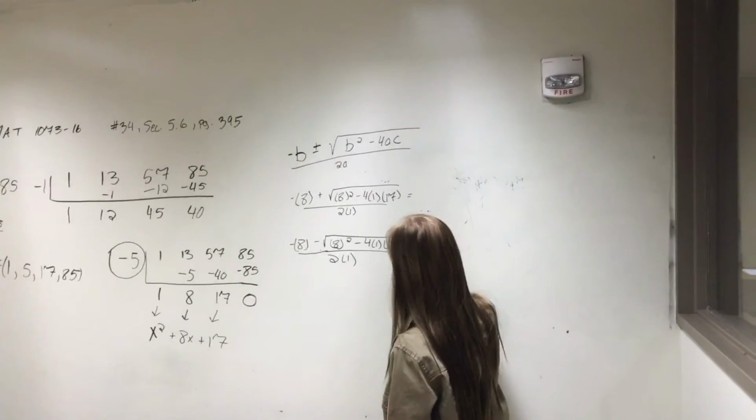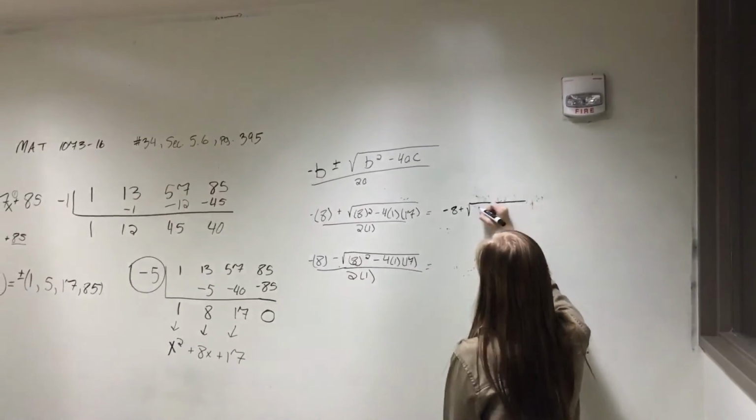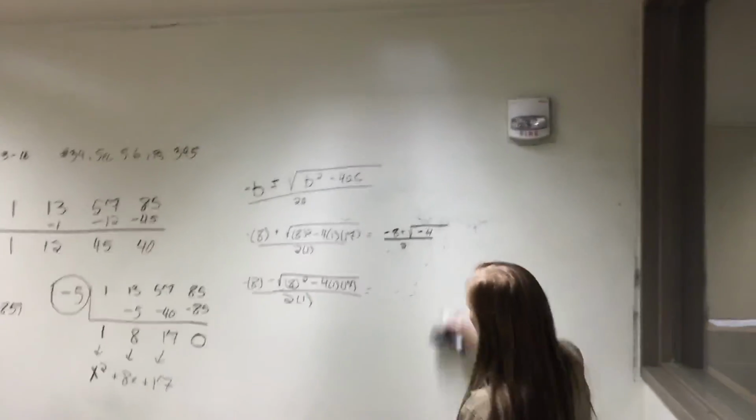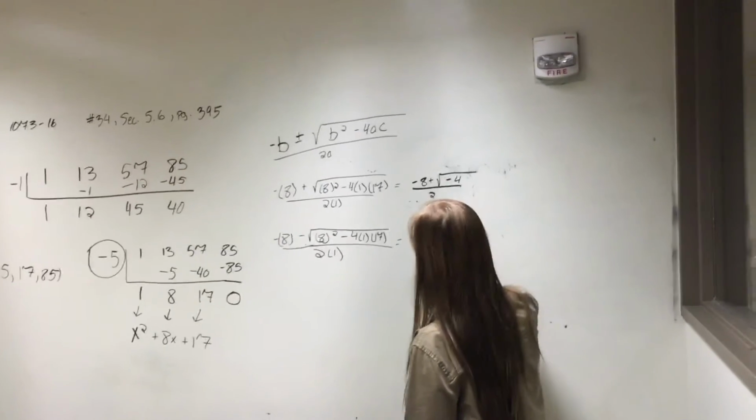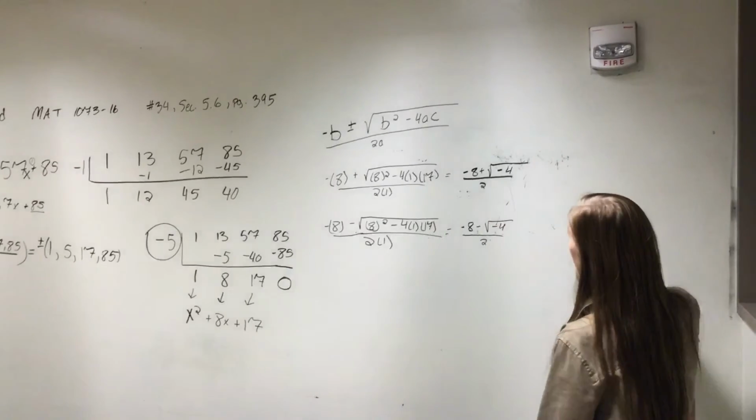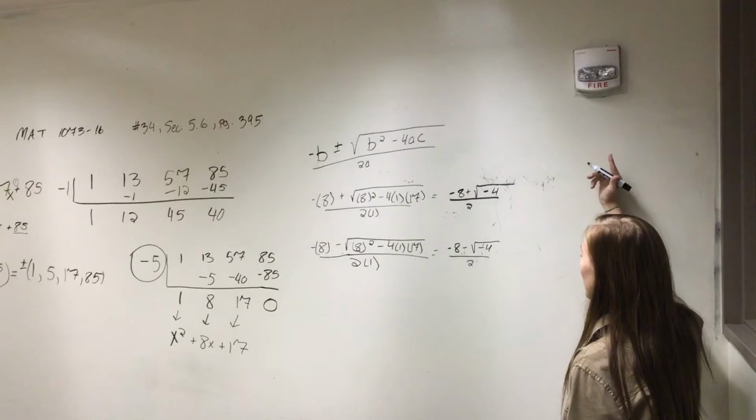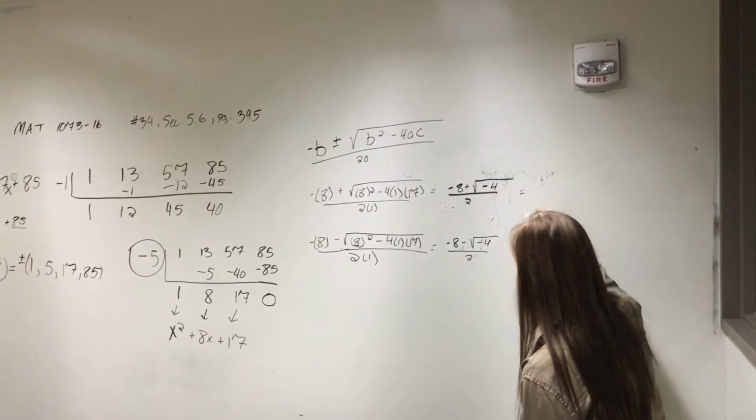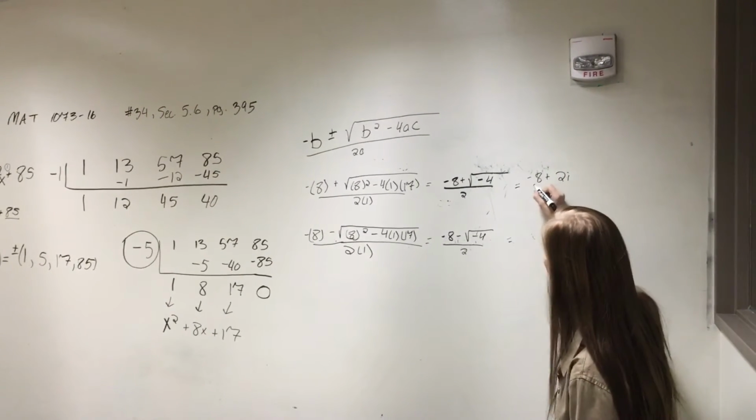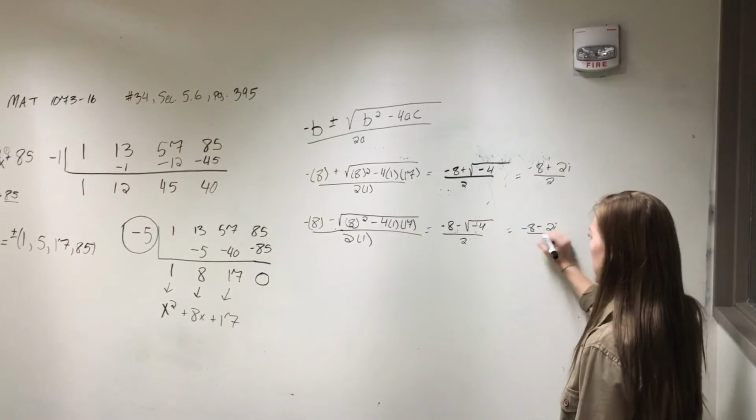Then you take these two, you simplify it, so you have negative 8 plus, under the radical, negative 4, divided by 2. Over here, you get negative 8 minus the square root of negative 4, divided by 2. Since you have the square root of a negative number, this becomes an imaginary number. So now you have negative 8 plus 2i divided by 2. This one becomes negative 8 minus 2i divided by 2.